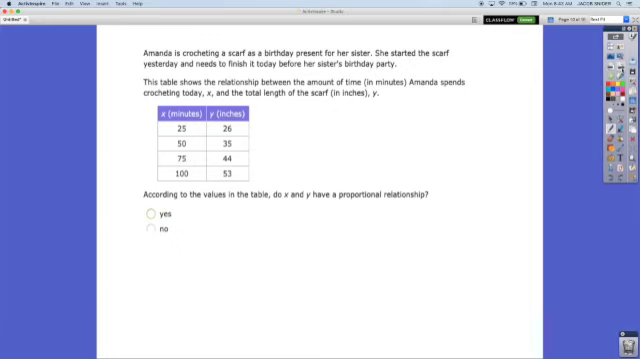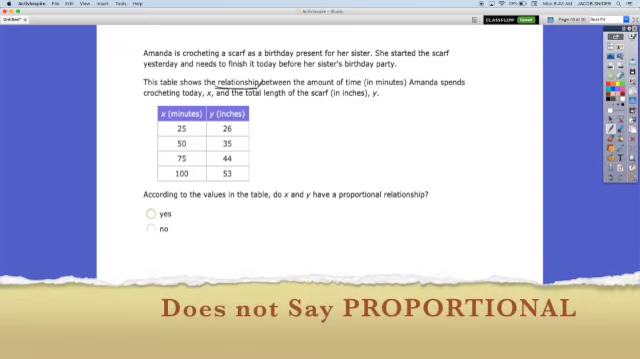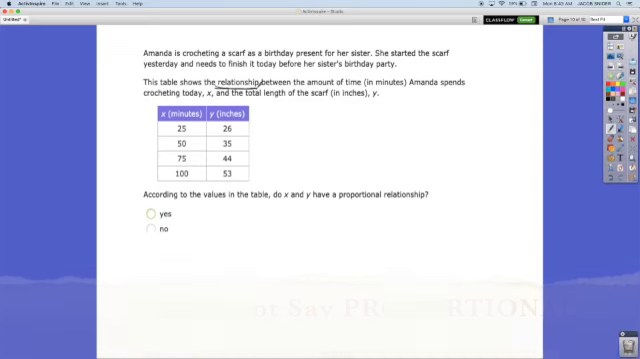So let's look at this now, because this is going to figure it out. Okay, Adam is crocheting a scarf as a birthday present for her sister. She started this scarf yesterday and needs to finish it before her party. The table shows the relationship. What word am I missing so far? I'm missing a proportional word. It's not in here. So what do I need to do? I need to figure out first if they have a proportional relationship.